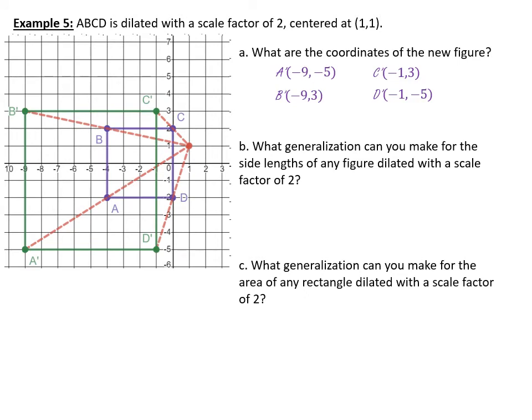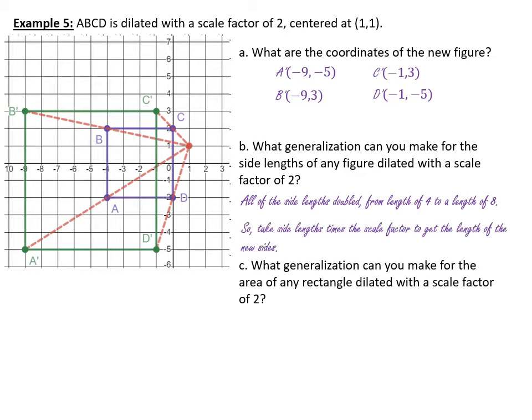What generalization can we make for the side lengths? Well, the original side lengths are 4 units long, and the new side lengths are 8 units long, so all of the side lengths doubled from lengths of 4 to lengths of 8. So we always take the scale factor times the original length to get the new sides.